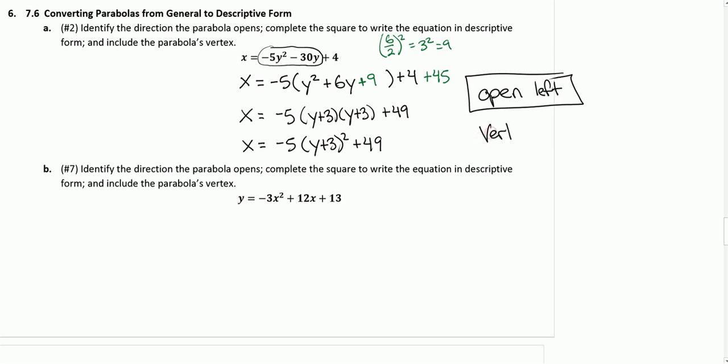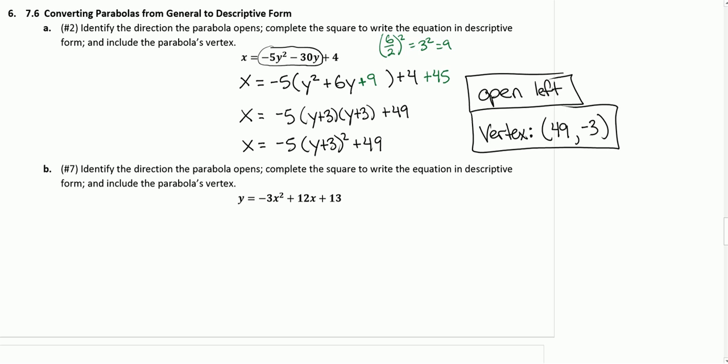For a vertex, we have a y plus 3 squared. So that 3 is going to give us our y value. We take the opposite of what's there, and so our y value becomes negative 3. The 49 gives us our other value, which in this case is the x value. Don't change the sign of the 49 though.